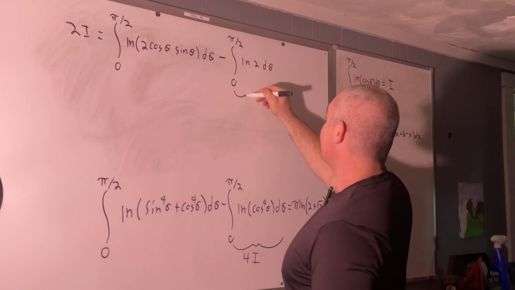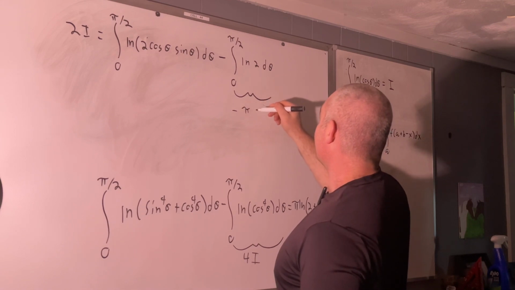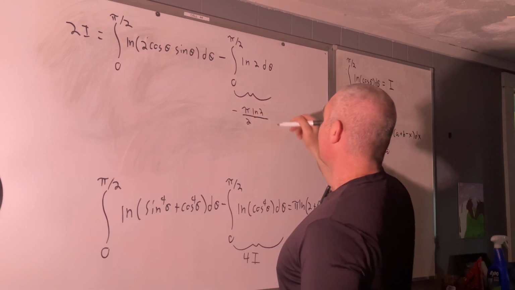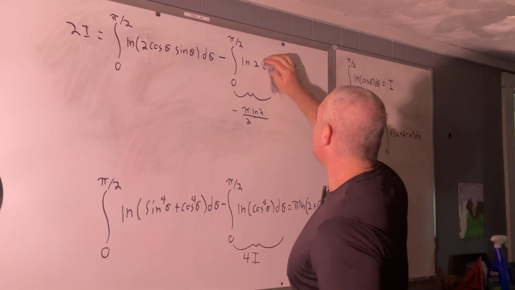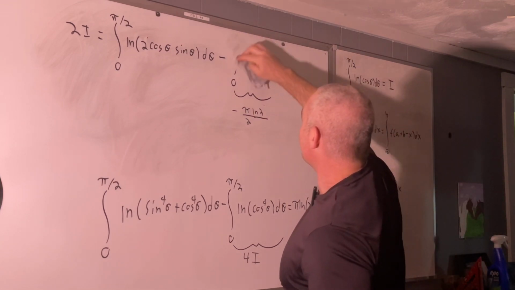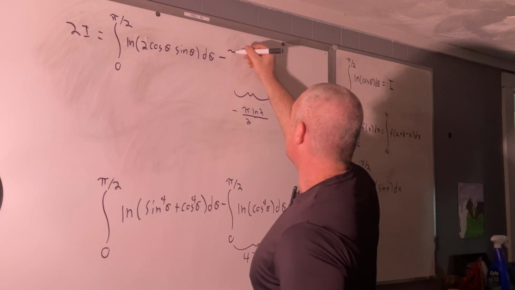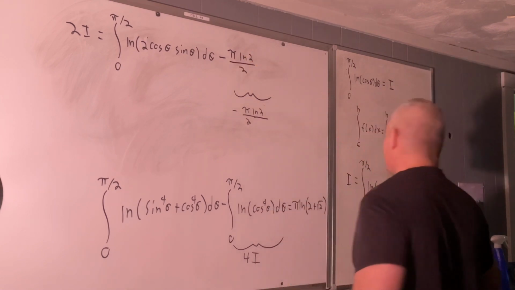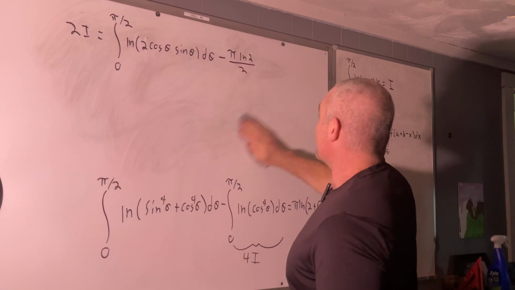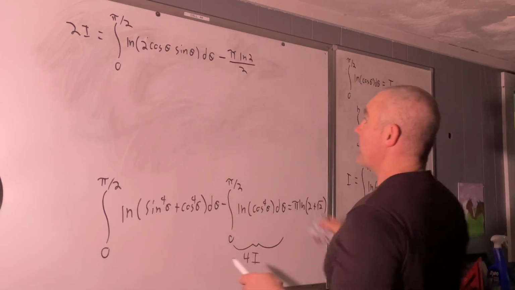And this is just negative pi over 2 times the natural log of 2. All right, so let's just rewrite that up there. This is minus pi natural log 2 over 2. All right, and of course, let's rewrite this as natural log of sine 2 theta.